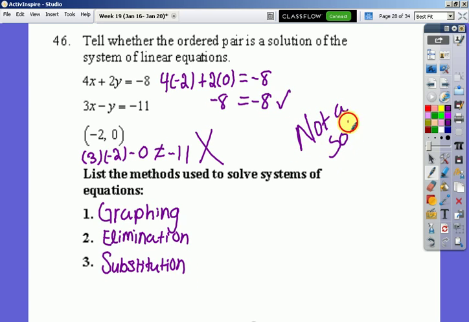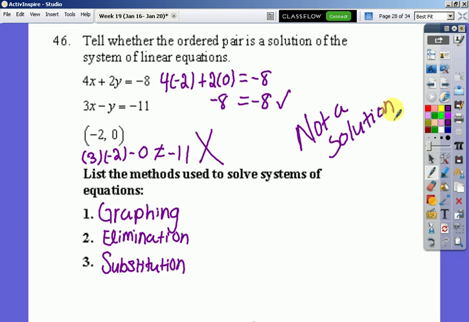I think I addressed this last time when we were first learning it. If you plug in -2, 0 and it doesn't work for one of the two, then you do not have a solution to your system. Thank you so much for asking that question. Does that make sense? So this is not a solution because it has to work for both this one and this one. Because it has to be a point where they intersect. Any other questions before we actually start tackling some substitution elimination?